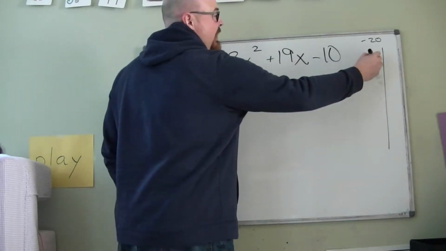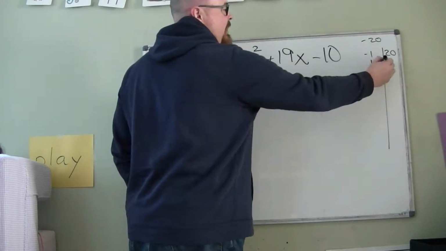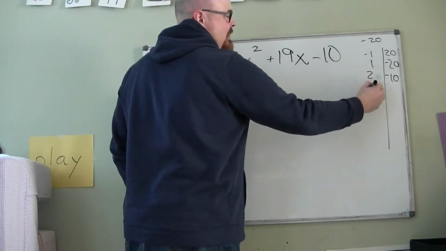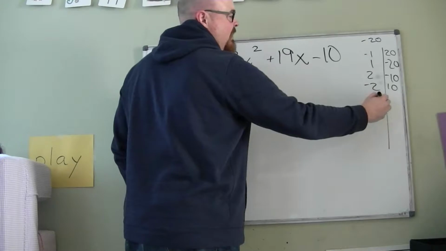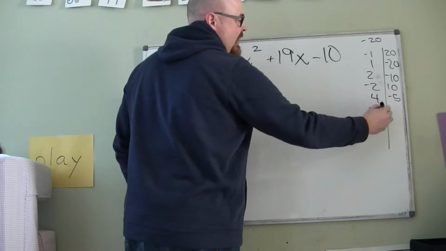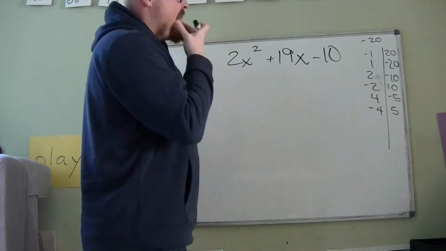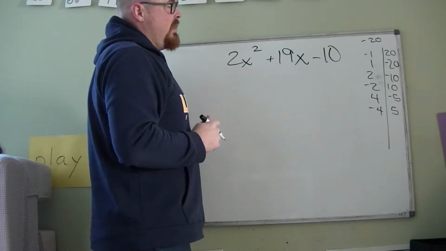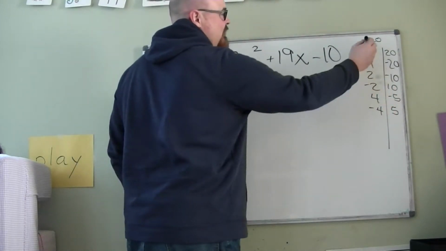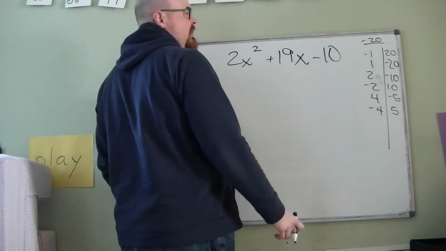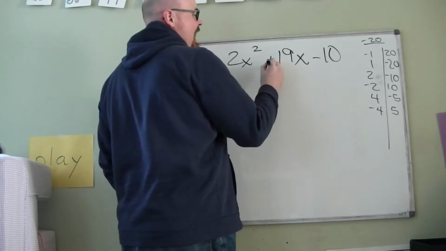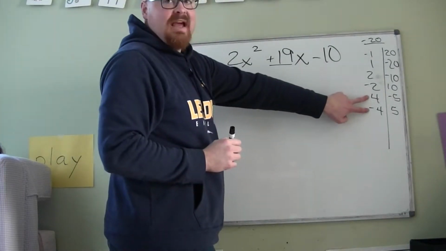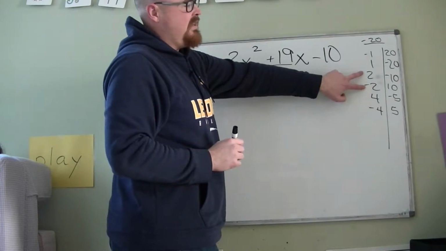All right, let's do negative 1 and positive 20, 1 and negative 20, 2 and negative 10, negative 2 and positive 10, 4 and negative 5, negative 4 and positive 5. I don't think I'm missing any there. Okay, and from this list of factors for negative 20, which of these add together to be positive 19? Okay, you're not going to get 19 down here. You're not going to get 19 from these.